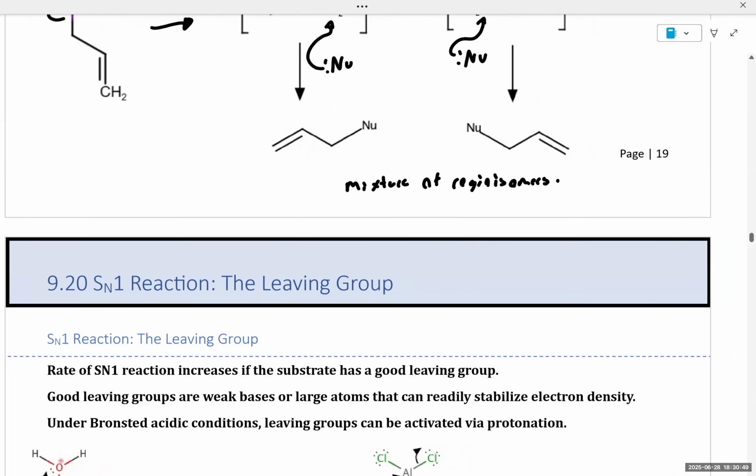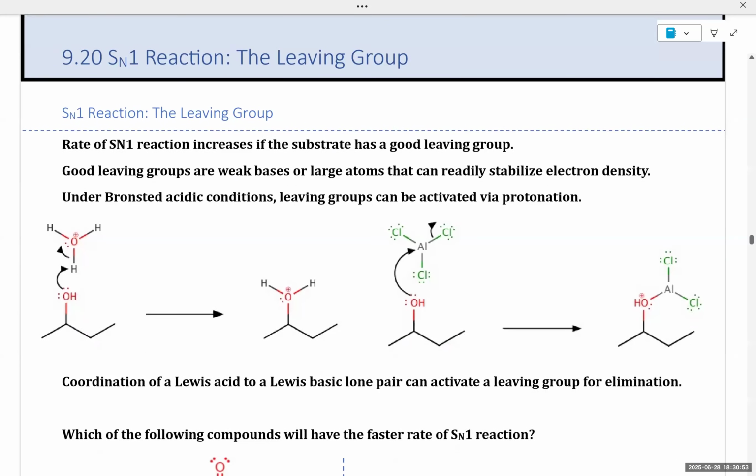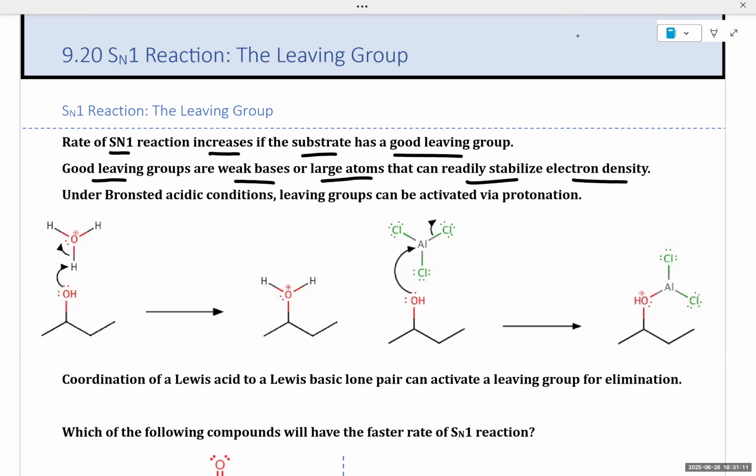Let's talk now about the SN1 reaction and the leaving group. The rate of SN1 reaction increases if the substrate has a good leaving group, because it'll be easier for you to break that carbon leaving group bond and make your carbocation. Good leaving groups are weak bases or large atoms that can readily stabilize electron density.